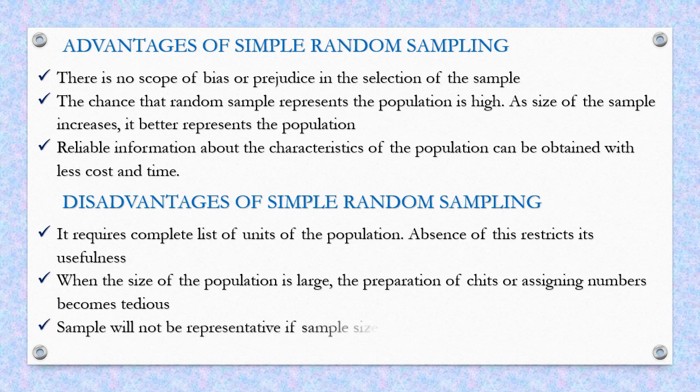Sample will not be representative if the sample size is small or the population is heterogeneous. That means if the sample size is not big enough or the population is heterogeneous, that means they are not similar, the units of the population are different. At that point of time, it becomes difficult or less accurate to calculate a good sample.